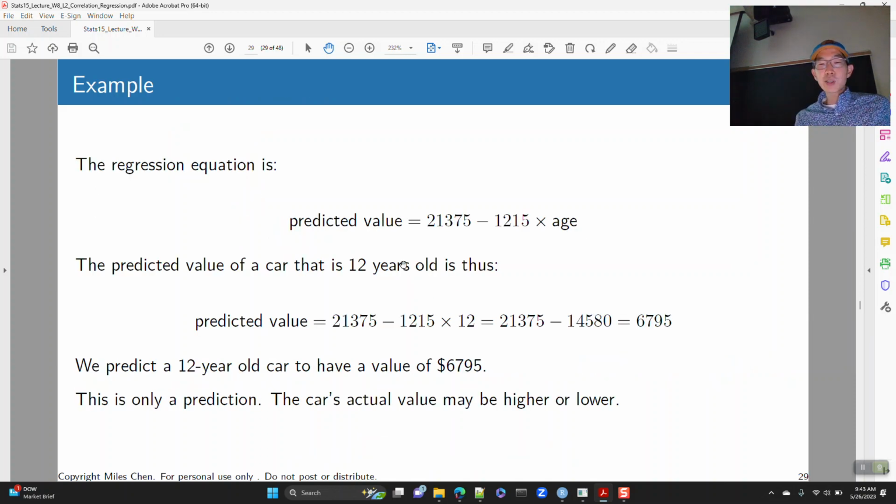So if we had a 12-year-old vehicle, okay, we would plug in 12, and we would do 21,375 minus 1215 times 12, and we would get 6795. We would predict a 12-year-old vehicle to be around $6,795. Okay, just a prediction. Actual value, obviously higher or lower than that.